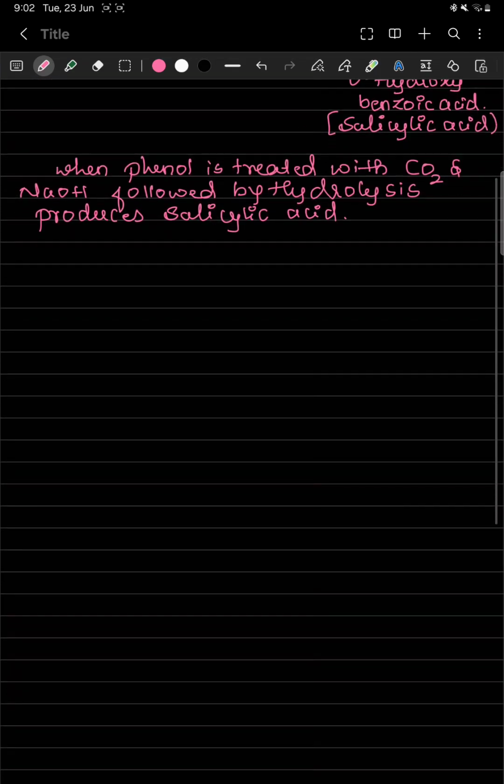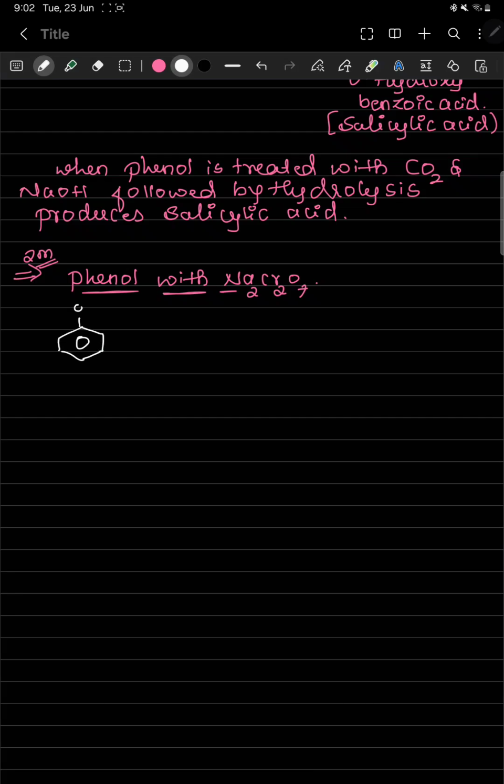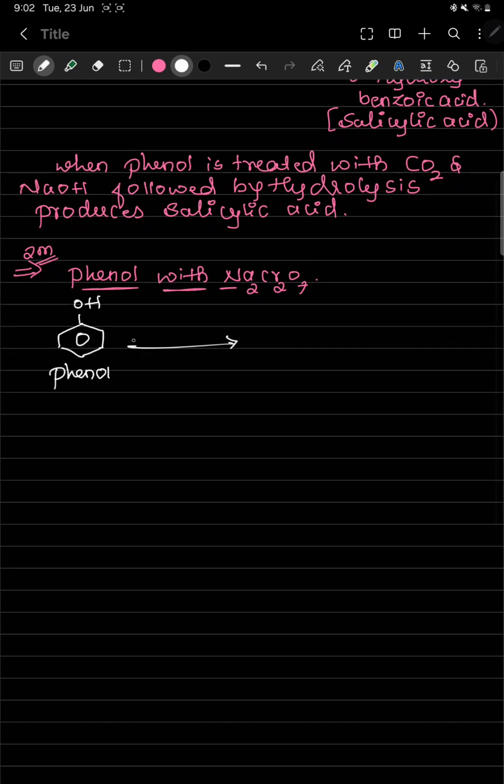Then going to the next reaction, we are going to take another very important reaction, that is phenol with sodium dichromate, Na2Cr2O7, which is going to be asked for 2 marks. This is almost this year's question. Phenol with Na2Cr2O7. I think this question appeared in the last annual examination of the Karnataka board. Here, just observe, we are taking phenol, benzene with OH, and we are going to oxidize it. This I am going to oxidize by using Na2Cr2O7.